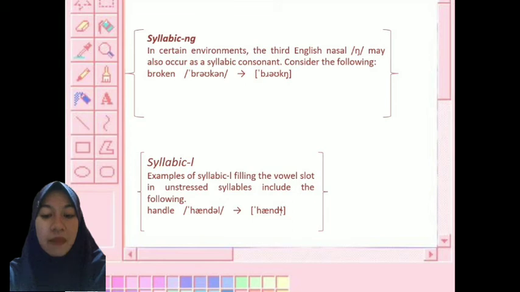Past tense, for example we walked. Participle, for example I have called, I am calling. And comparative, for example big, bigger, biggest.